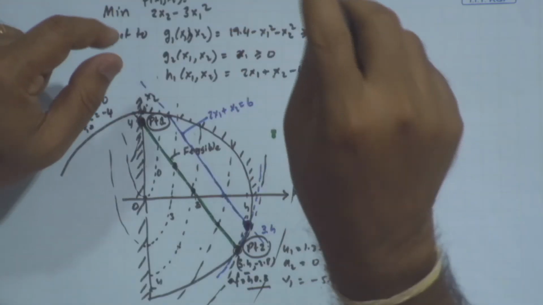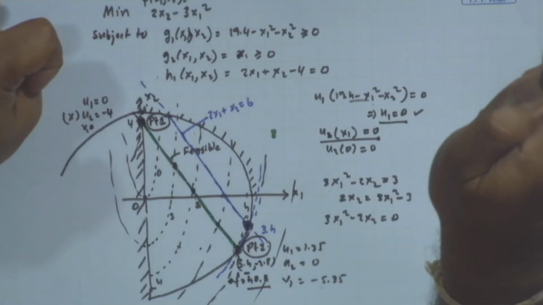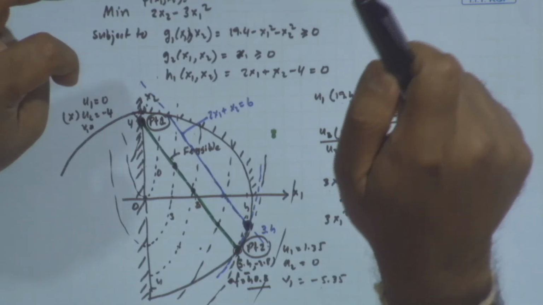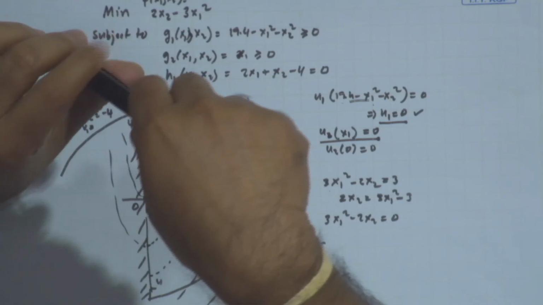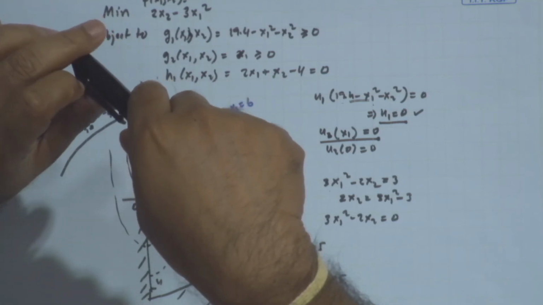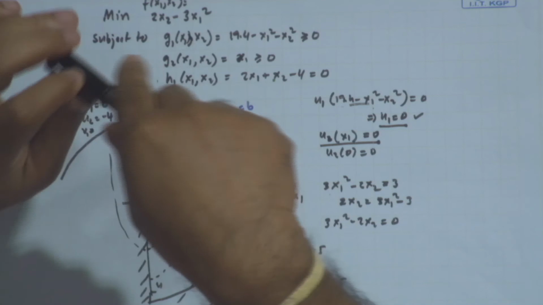Okay, but the second point, did you all find? That's a KKT point, right? Okay, so then let's move to the second part, B, where you need to now do the sensitivity analysis.